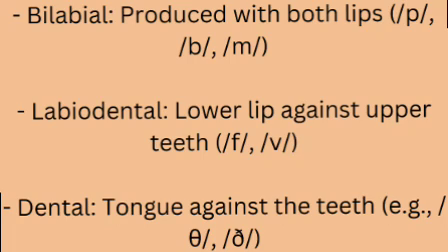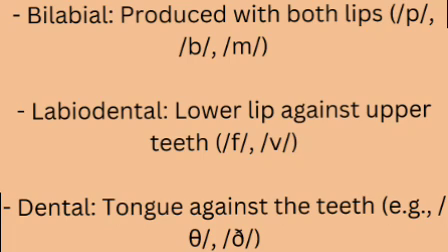First of all, we have the bilabial sounds. Bilabial sounds are sounds that are produced with the two lips coming together. That is why we call them bilabial sounds. Next, we have the labiodental sounds. That is the lips and the teeth coming together. The lower lip comes against the upper teeth to produce a labiodental sound.